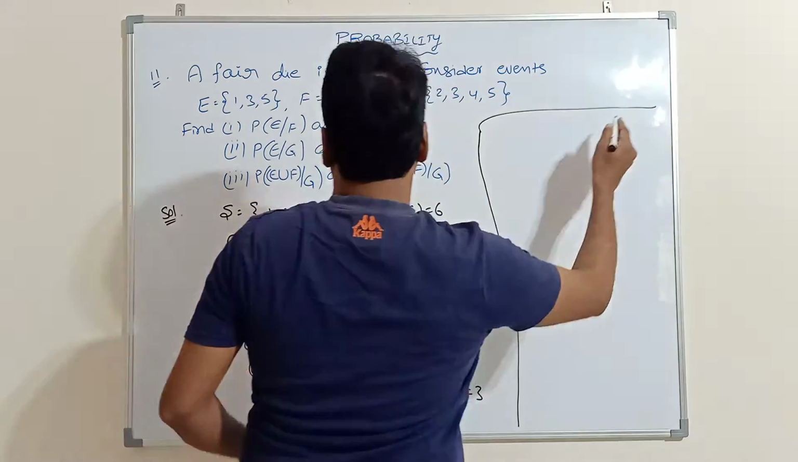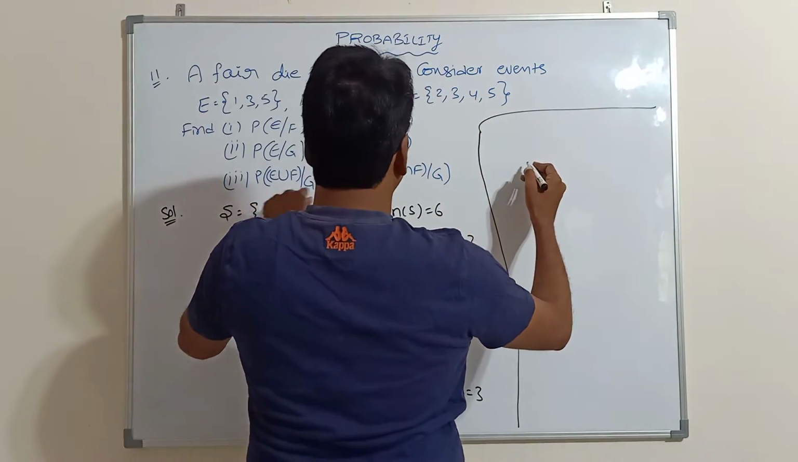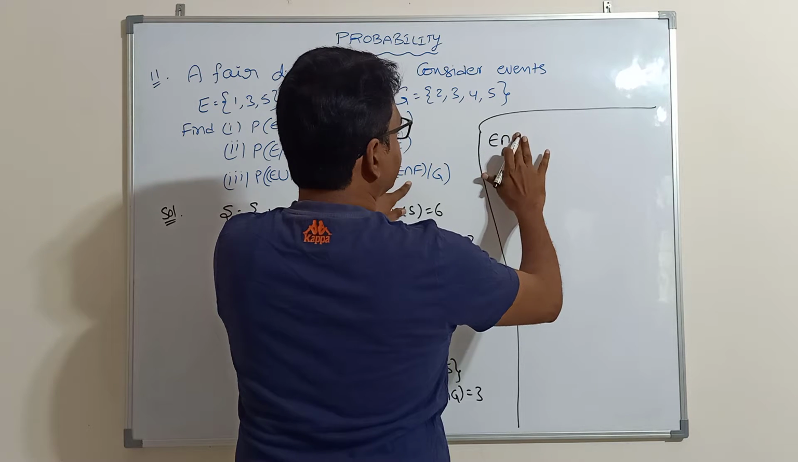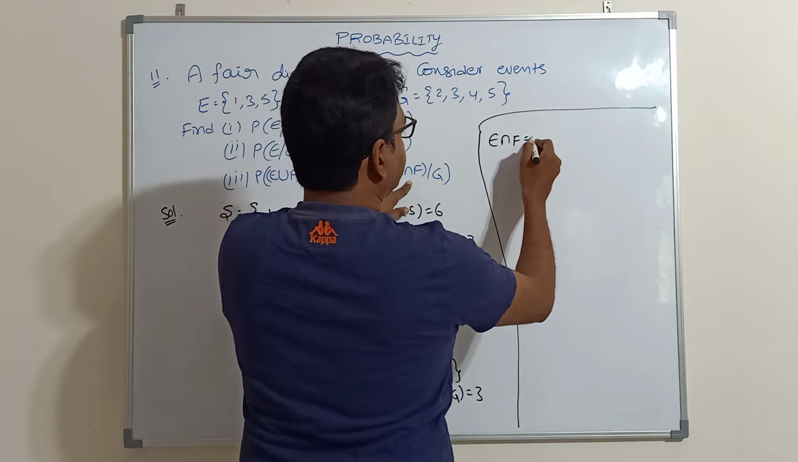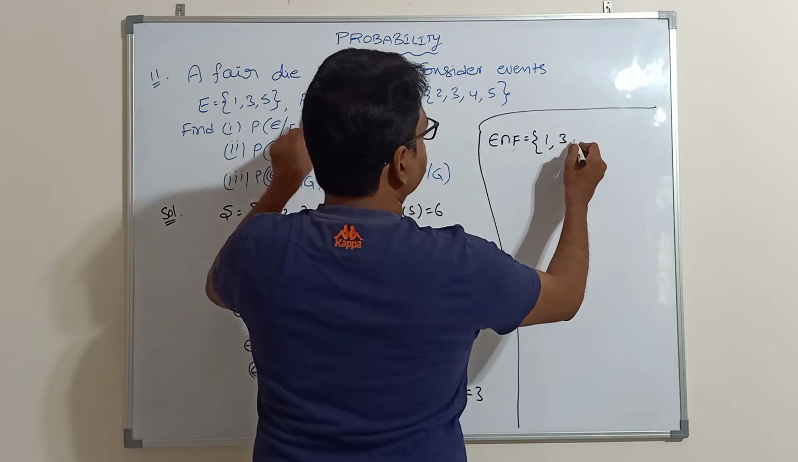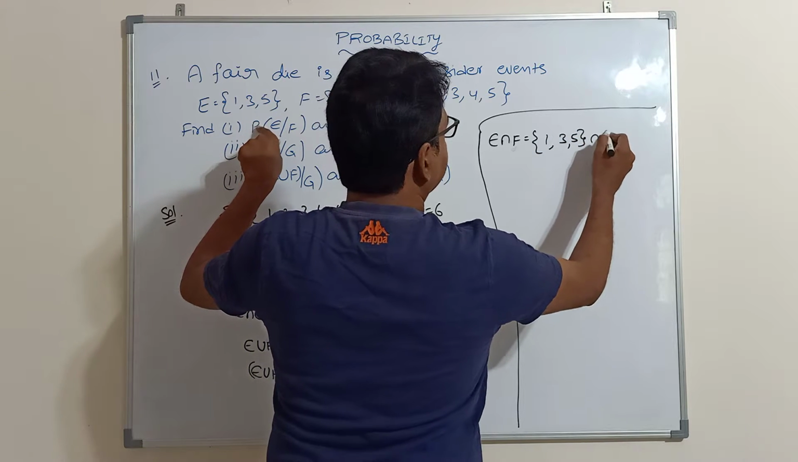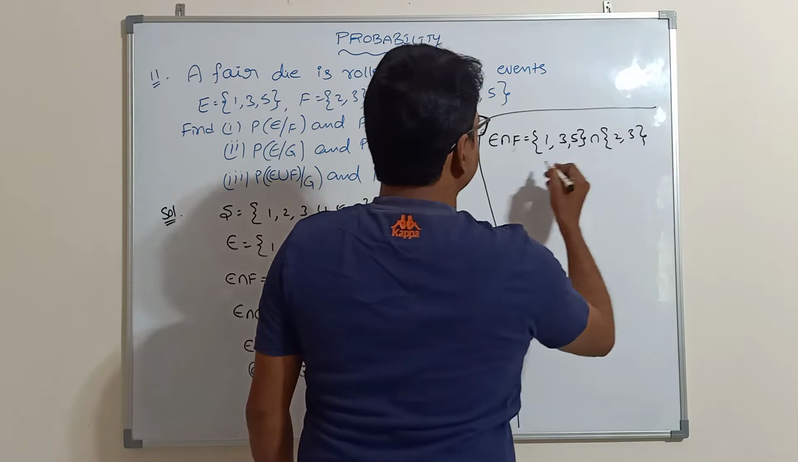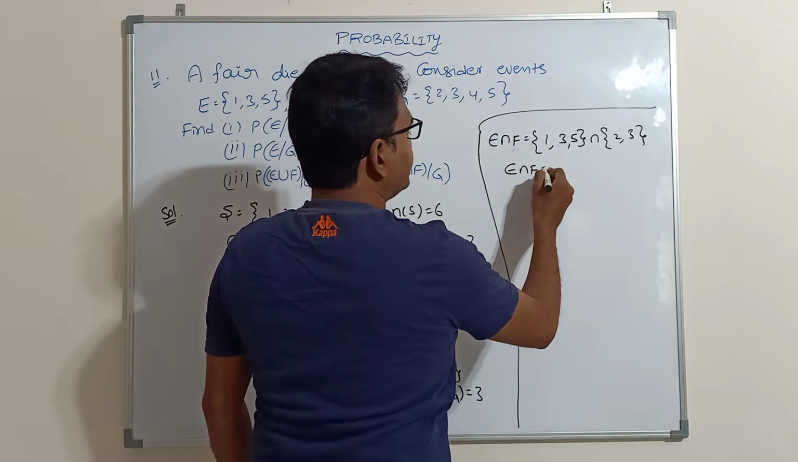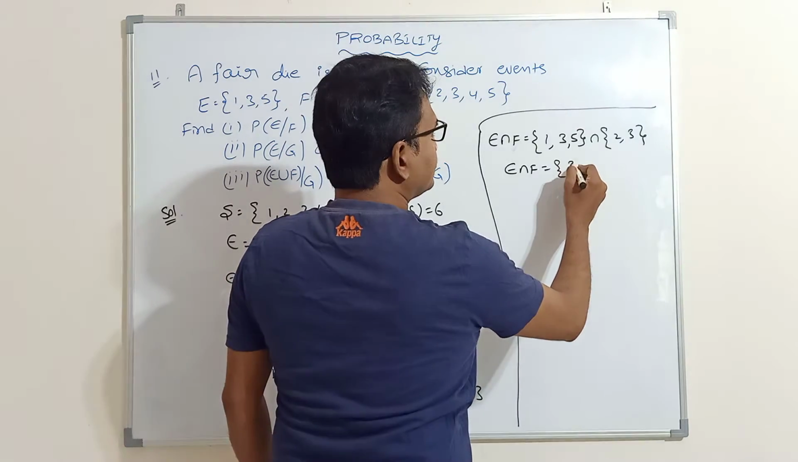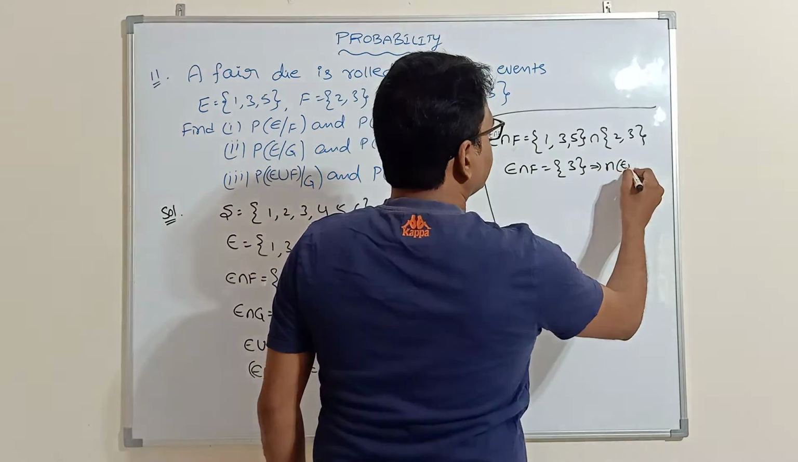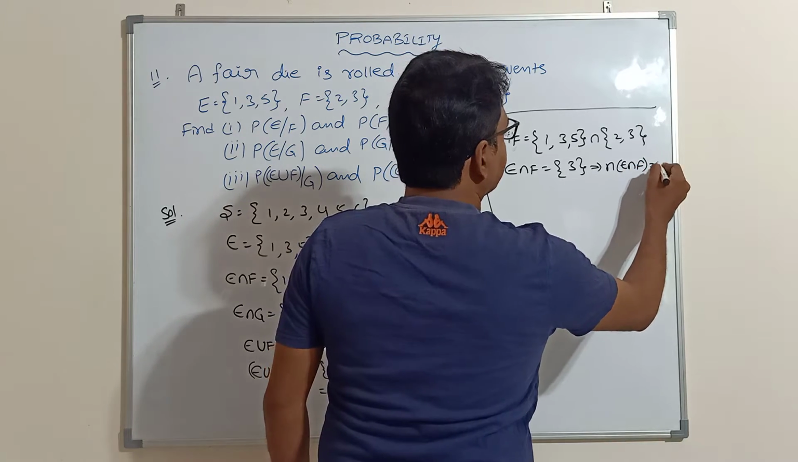Next, E intersection F. E is {1, 3, 5}, intersection F is {2, 3}. Then E intersection F is {3}. So the number of elements common to E and F is 1.